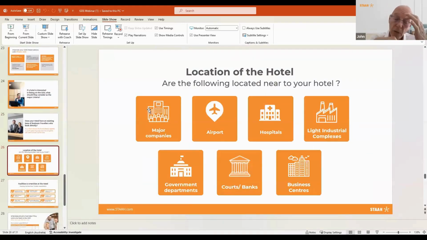But let's have a look at a few other criteria. First and foremost, the location of the hotel. Are any of the following located near to your hotel? Major companies, airports, hospitals, industrial complexes, government departments, ports, banks, or just major business centres. If you are located within reasonable proximity of any of these or multiples of these, then GDS should be a consideration for you.